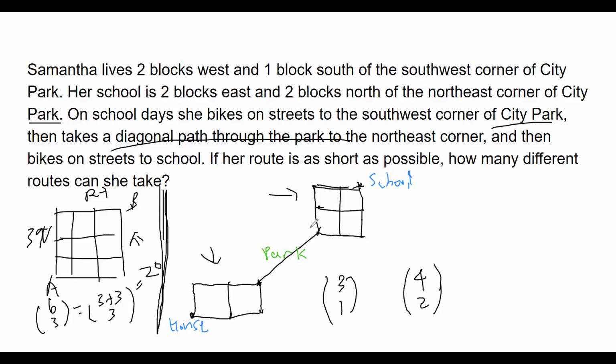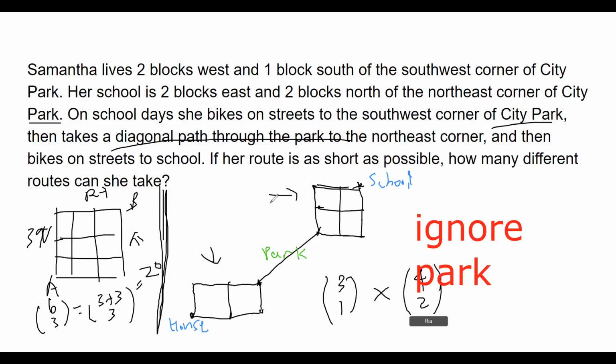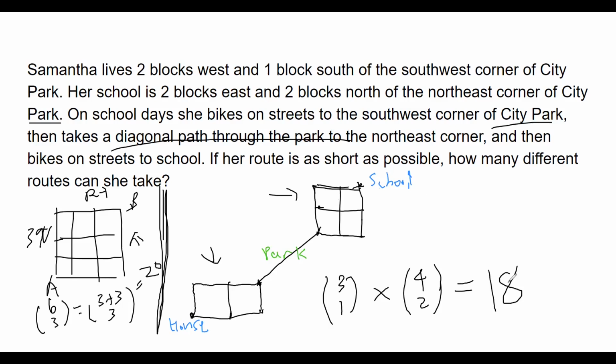So 4 total, and you only need 2 spots for the 2 ups or the 2 rights. And you multiply them together because these 2 sections are independent from each other. So for each of the 3 paths from the house to the park, there exist 6 different ways you go from the park to school. So that's why you multiply them, and so it's just 18.